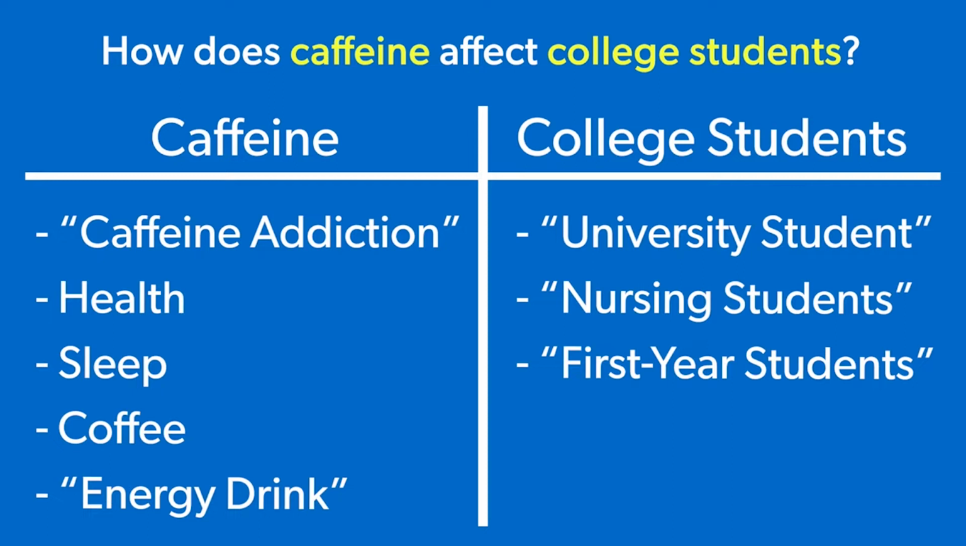Now, let's focus on the second half of our question. College students is the next key phrase I identified. I can search similarly for the phrase university student. Maybe we want to focus on a specific type of student. Nursing students or first-year students could be useful terms depending on what population you want to focus on.